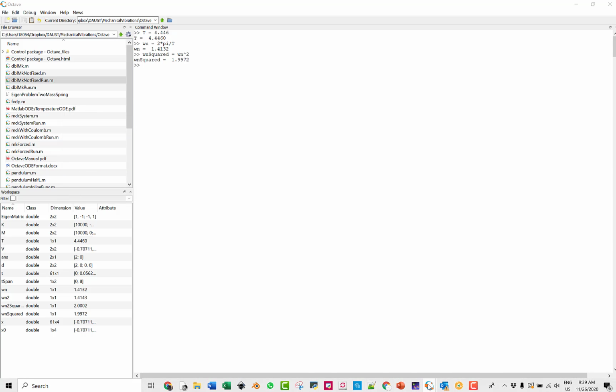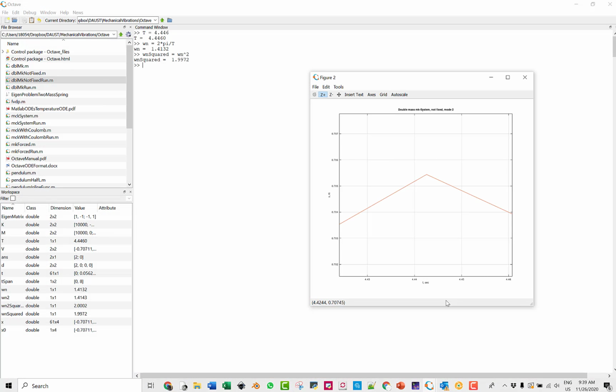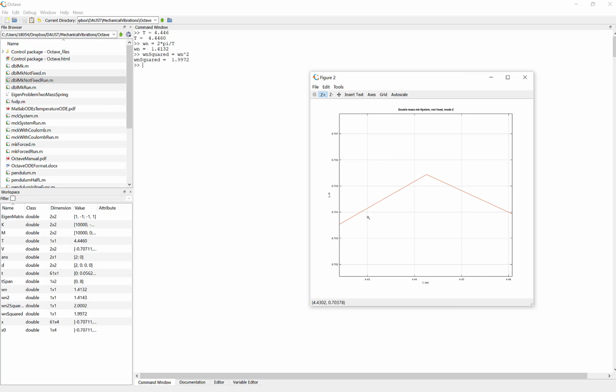I read the value off the plot, and you could actually get a more accurate plot if you wanted to. There's ways to do that, but this is pretty close. So everything is in sync.